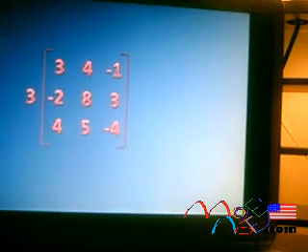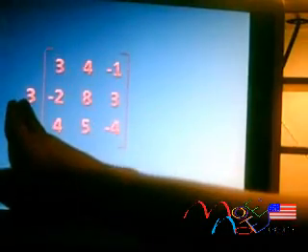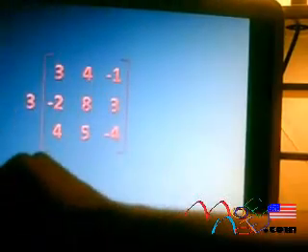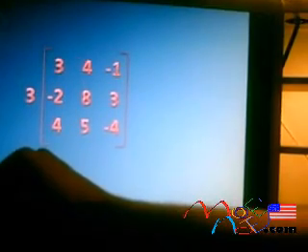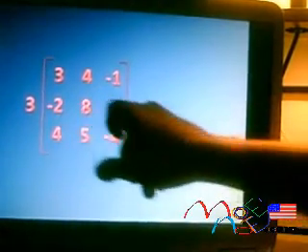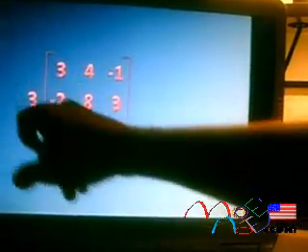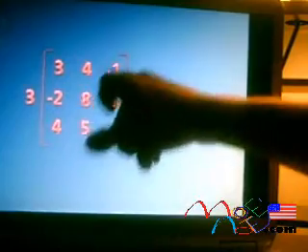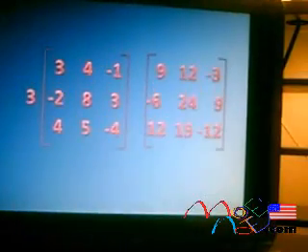You can also multiply a constant by a matrix. So when you do that, you're just going to multiply each number by the constant. 3 times 3, that's 9. 4 times 3 is 12, etc. Pretty straightforward there.